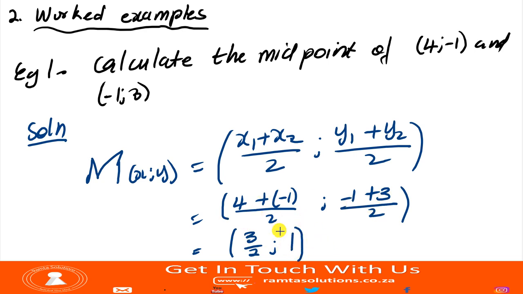So the midpoint between these 2 points is 3 over 2 and 1. 3 over 2, guys, is what? Is 1.5. But let me also show you this using a graph. We're going to try to plot this so that we can really see if this is indeed the midpoint. Okay, let's try it.